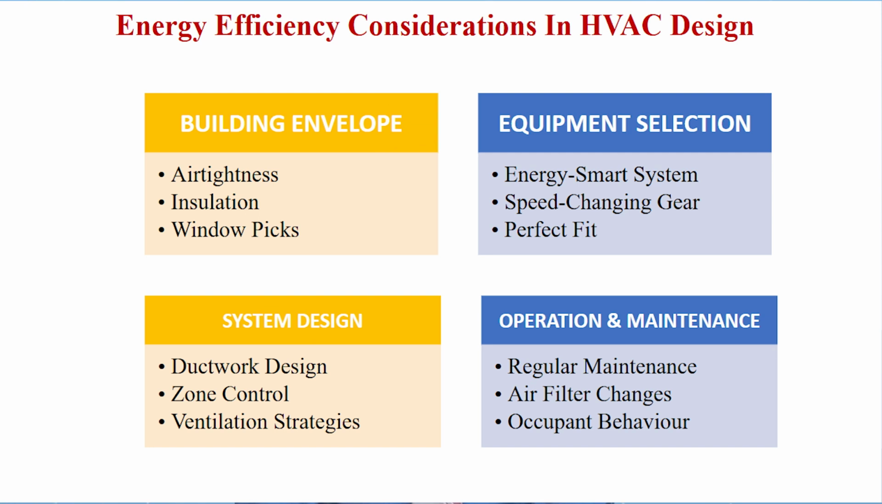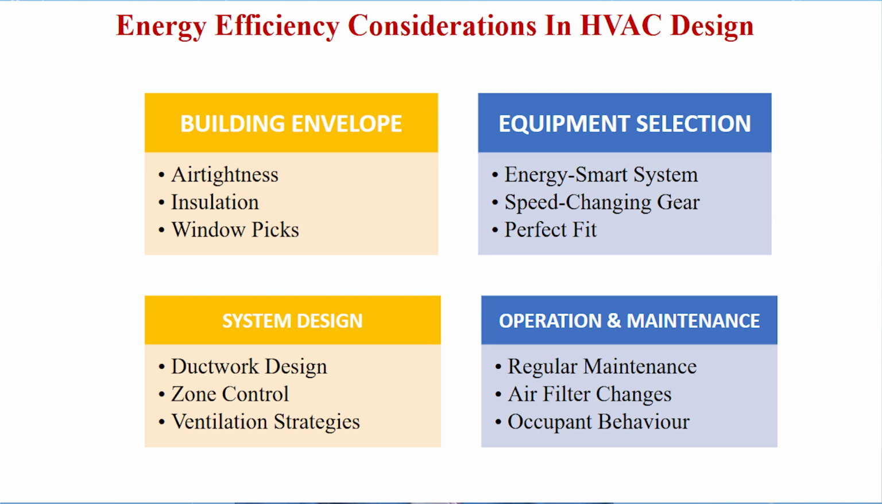Operation and maintenance. First point under this is regular maintenance. Regular cleaning and maintaining of HVAC equipment ensures optimal performance and efficiency. So we should try to keep our system clean and maintain it regularly, as much as it is possible for us to do.